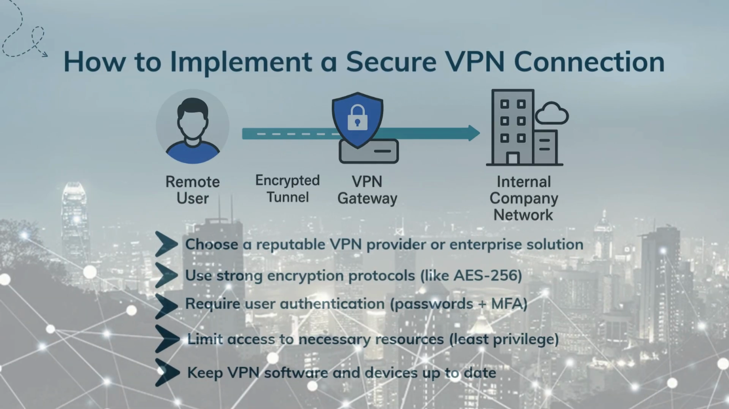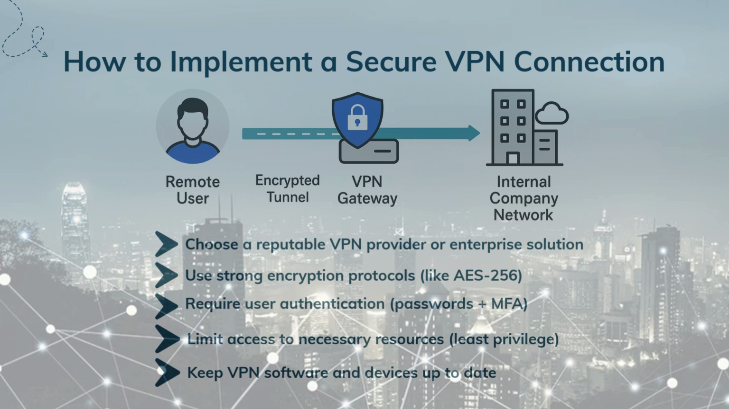How do you go about setting up a secure VPN connection the right way? Step 1 is choosing a trustworthy VPN provider or enterprise-grade solution. You want something that's reliable, has good security features, and is built for business use. Next, make sure it uses strong encryption protocols like AES 256-bit encryption. That's what creates that secure tunnel between your device and the company network, keeping data safe from prying eyes.